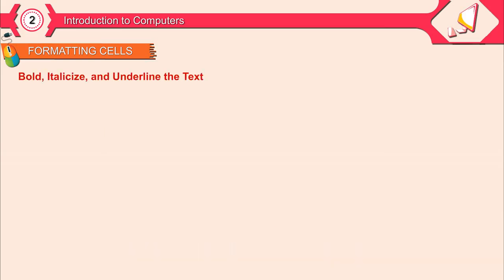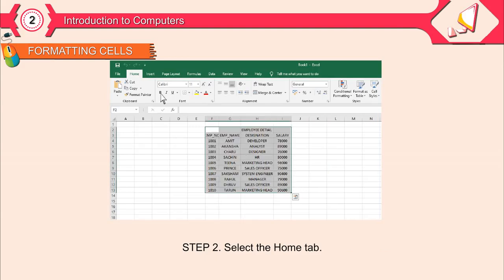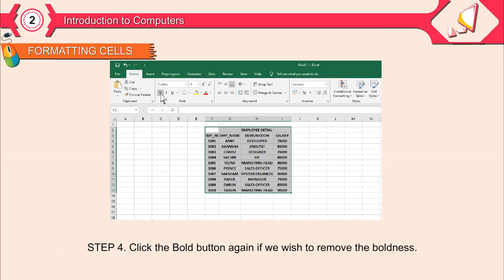Bold, italicize, and underline the text. To make the text bold, follow the given steps. Step 1. Select the cell whose text we want to make bold. Step 2. Select the Home tab. Step 3. Click the bold button in the font group. Excel bolds the content of the cell. Step 4. Click the bold button again if we wish to remove the boldness.